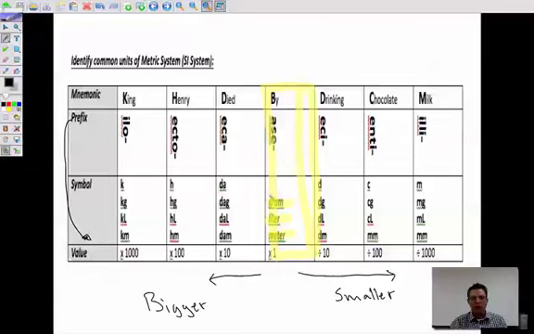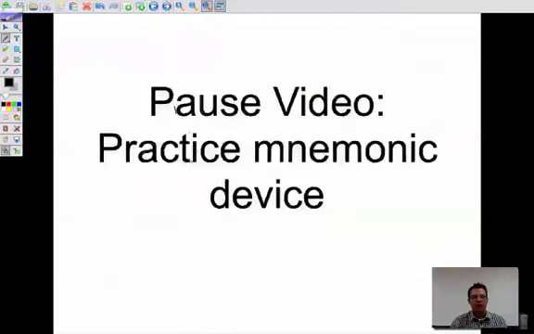So if we start in our base unit, call that 1, a kilogram is 1,000, you would multiply it by 1,000 times. Alright? That means it's 1,000 times bigger than the gram. But a milligram is 1,000 times smaller than the gram. This organizer right here will help you in converting between the metric units. I want you to pause for a second and practice the mnemonic device so we can remember the prefixes.